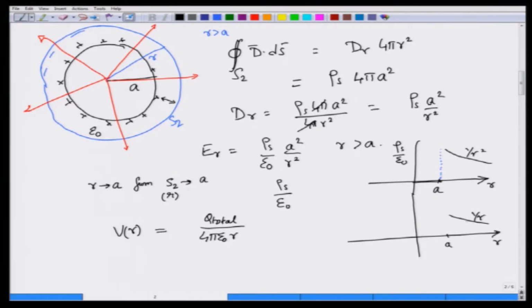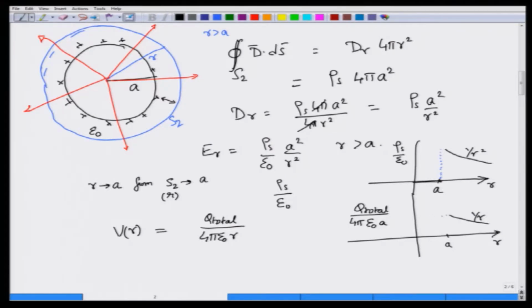Now, as you start moving towards the shell, the potential keeps on increasing, and at r equal to a, you are going to get a total potential of Q total, which is the total charge enclosed, rho s into 4 pi a square if you want to write that down, divided by 4 pi epsilon a. This must be the potential on the spherical shell of charge, so this will be the value Q total by 4 pi epsilon a at r equal to a.